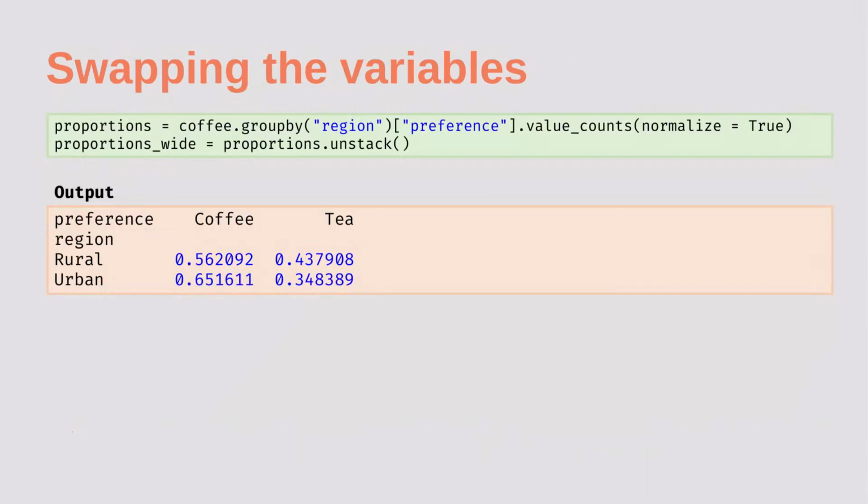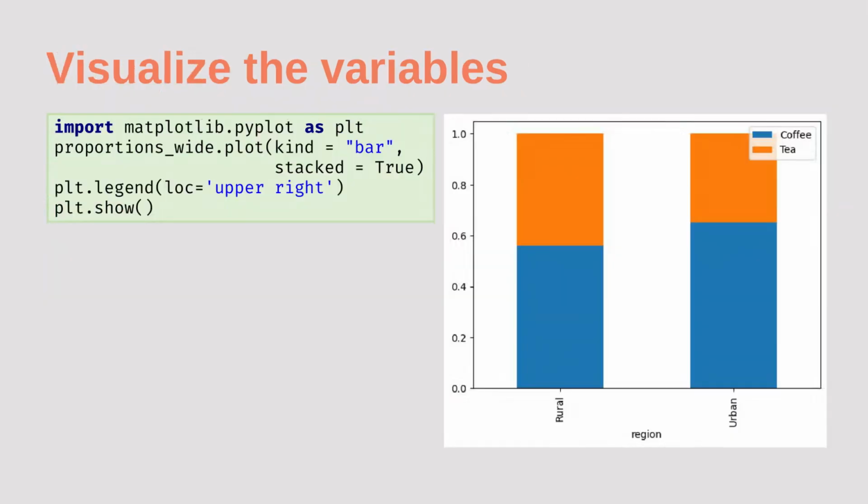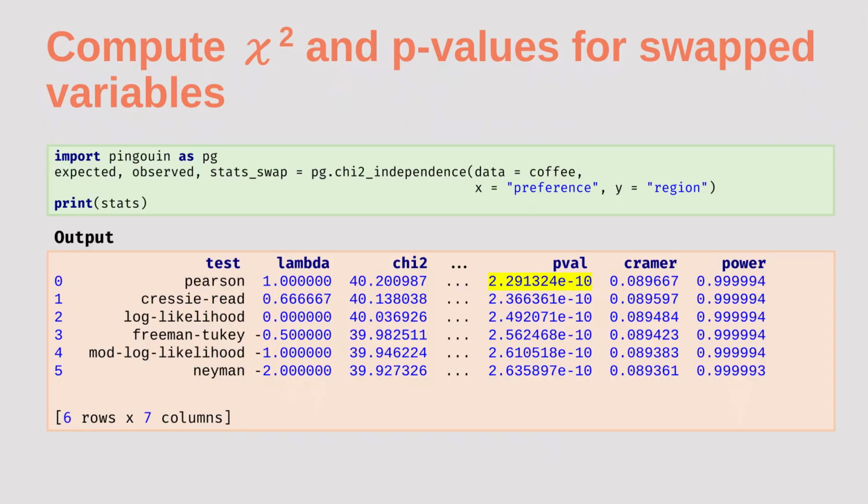Now we swap the preference and region variables to look at how the regions are distributed within each level of coffee or tea preference. In the resulting bar plot, we notice that the splits within each bar are quite similar, meaning the regions change across different levels of coffee and tea preference. When we run the chi-squared test of independence with the variables swapped, the results are identical. This is because the chi-squared test is symmetric. It doesn't depend on the order of the variables.